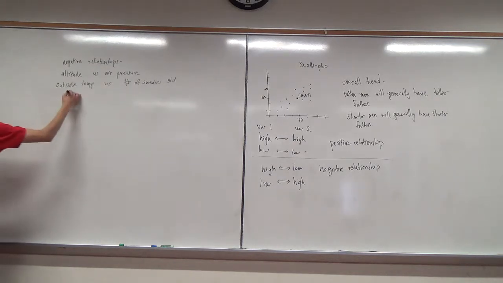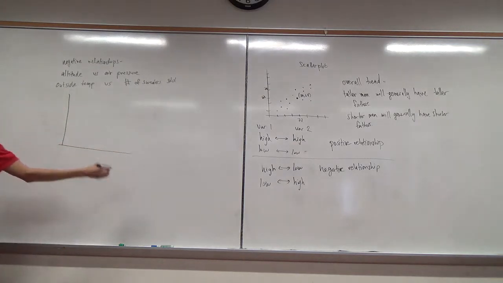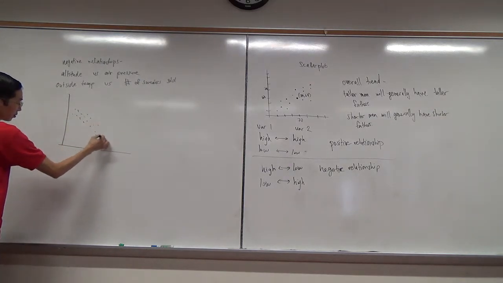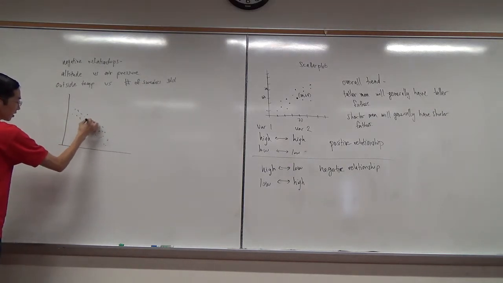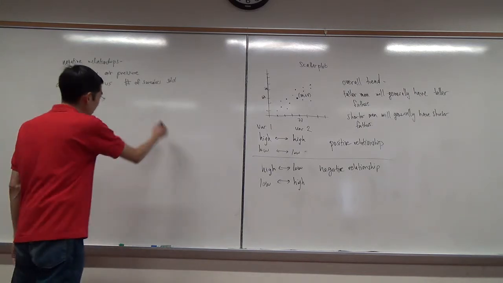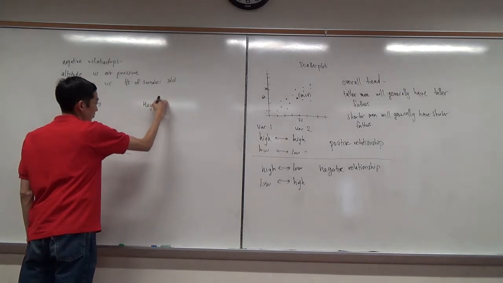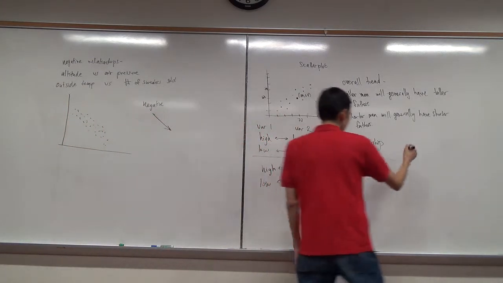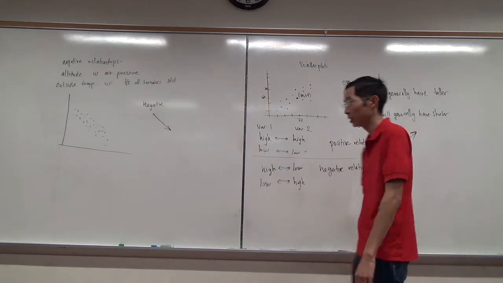If we were to make a scatter plot for negative relationships and plot the points, it would probably look something like this. Okay, so negative relationships go in this direction. Positive relationships, in general, go in that direction.